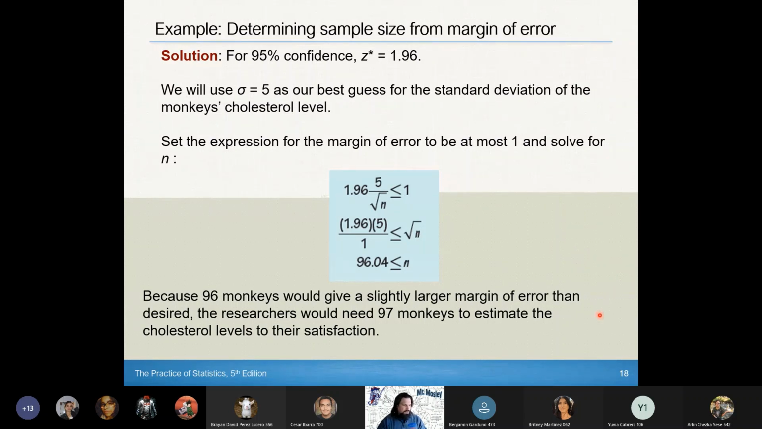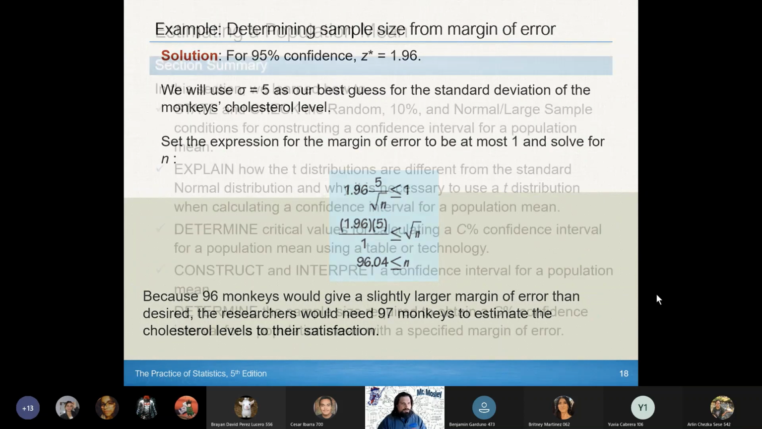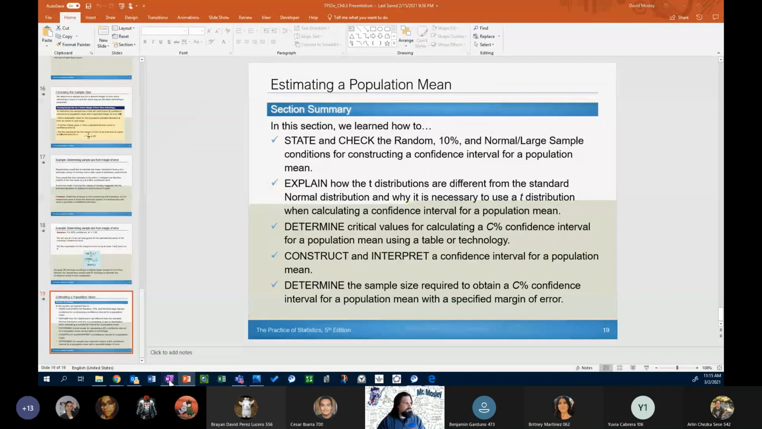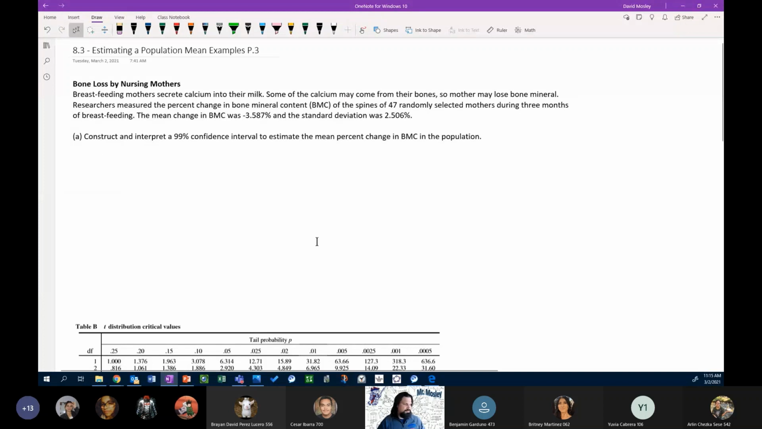Ready. So then that gets us to the end of this presentation. And we're going to look at a couple other examples that I have already in OneNote. All right, so we've got our examples here. Move stuff out of the way.